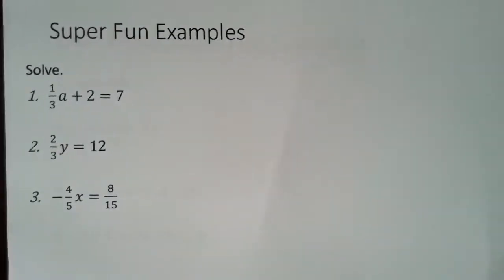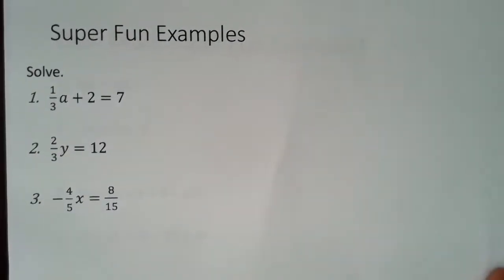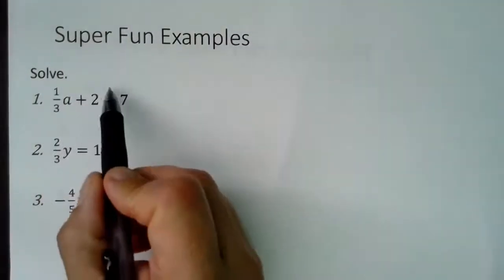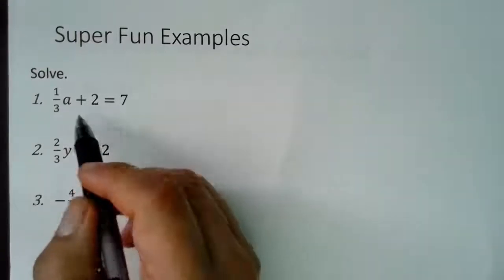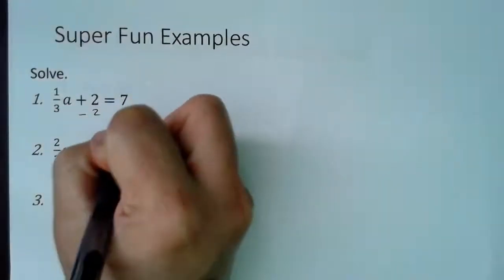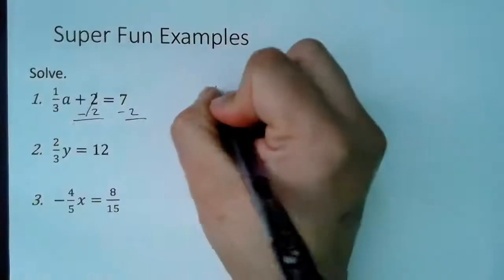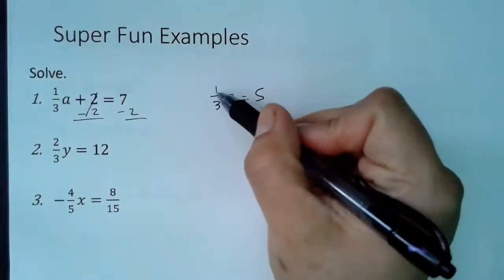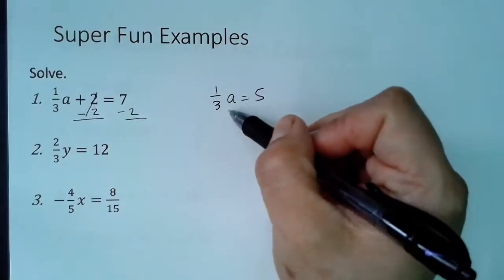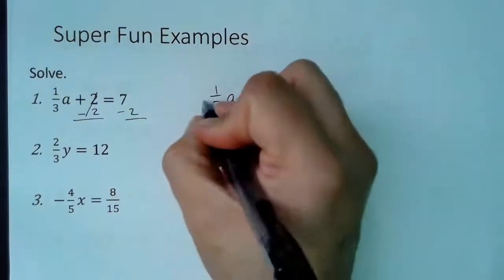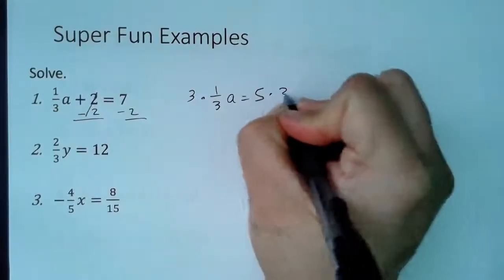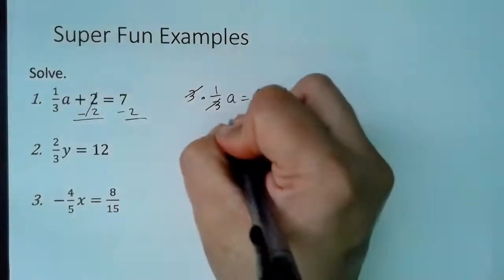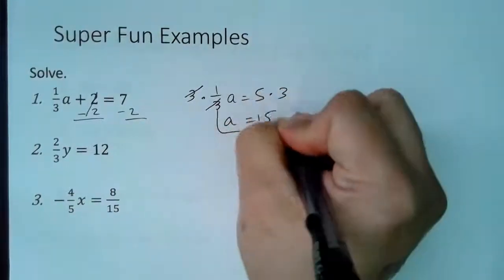Let's do some super fun examples. So usually we use the property at the very end. First, in order to use a multiplication property, we need to get rid of any other terms that are kind of in the way. So see here, we subtract by 2, we get 1/3 a is equal to 5, and then here you could divide both sides by 1/3, but that's the same as multiplying by 3 over 1, which is just 3, and that's a lot easier because 3 times 1/3 will give you 1. And so a is 15.